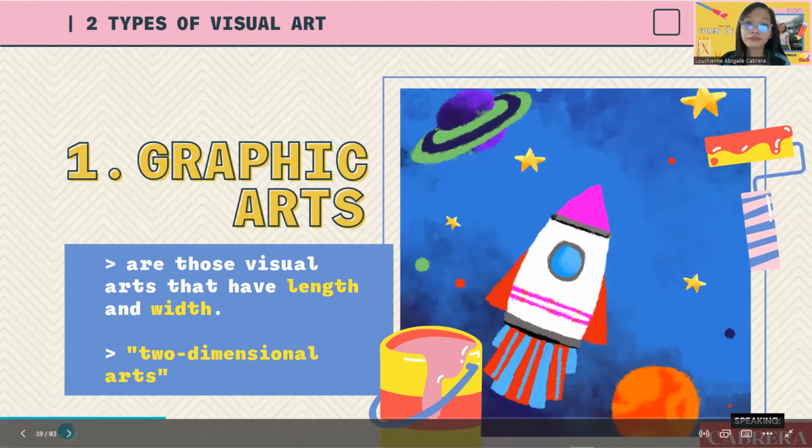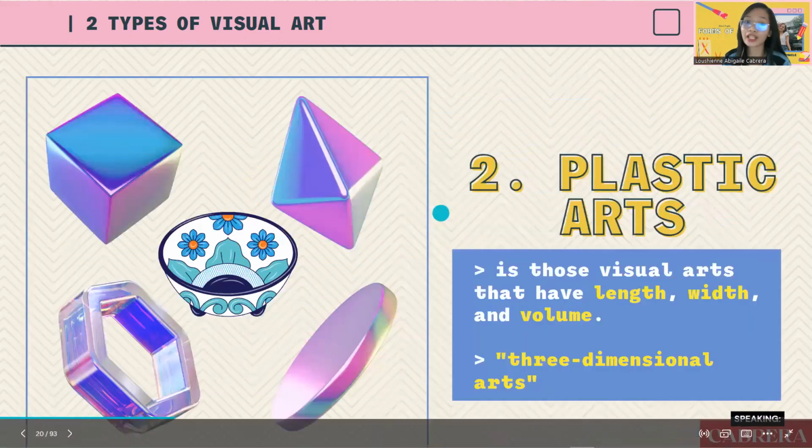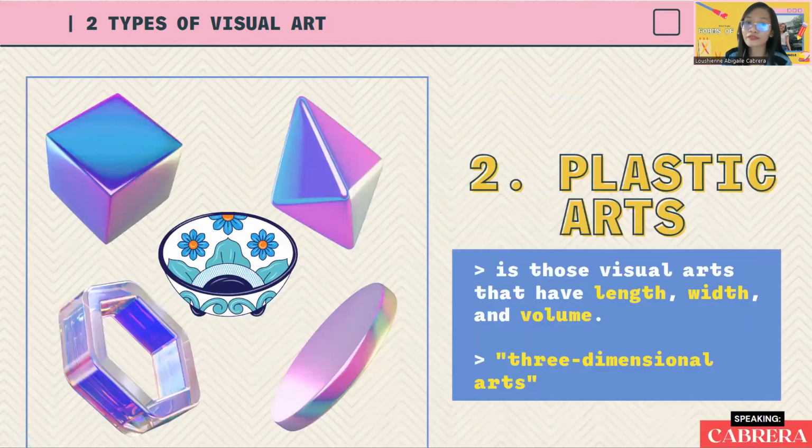The second one, we have the plastic arts. This is those visual arts that have length, width, and volume. It is also known as three-dimensional arts or 3D. Easiest examples para ma-identify natin to ay tulad ng mga samples dito sa gilid. May sculpture, ceramics, and 3D na shapes.